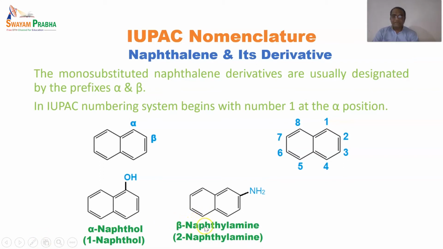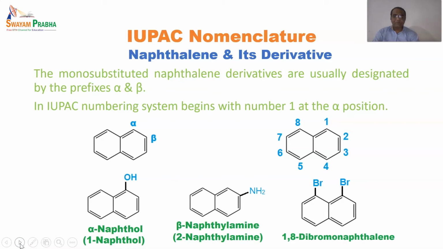The general name here is beta naphthylamine, because the amine has been substituted at a beta position. As you can see, this second one is in the beta position. So as per IUPAC, we say it is 2-naphthylamine. After that, 1,8-dibromonaphthalene. At the first position and the 8th position, as you can see here, it has been substituted by 2 bromines, so dibromonaphthalene.